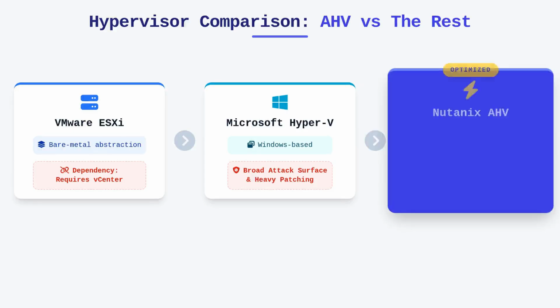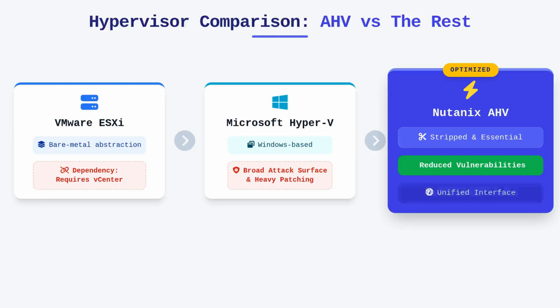Hyper-V, meanwhile, requires a full Windows Server installation, introducing a broad attack surface and the necessity for Windows-specific patching cycles. AHV, by contrast, is stripped of unnecessary components, leaving only the essential services required to run virtualized workloads. This architecture reduces the surface area for vulnerabilities and simplifies the lifecycle management process immensely.